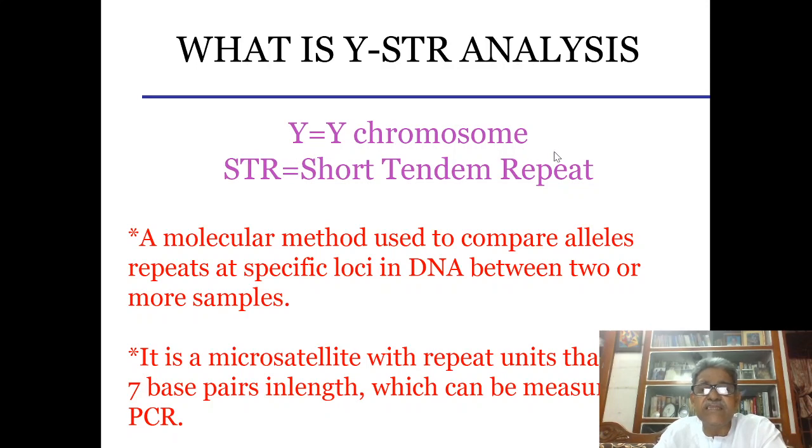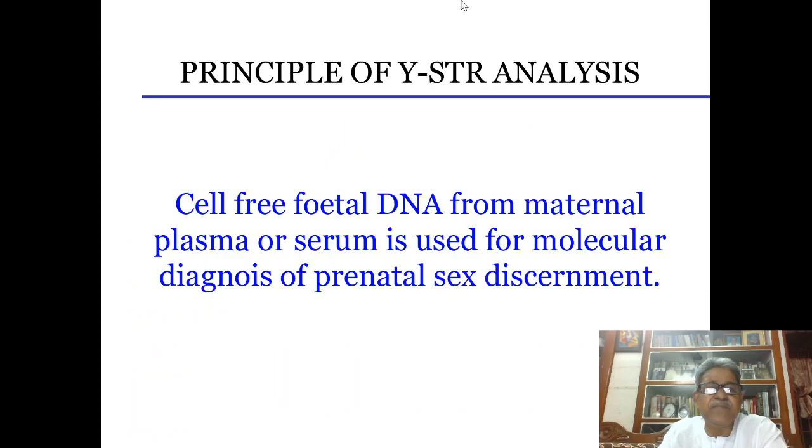Such DNA and Y chromosomal genetic sequences are analyzed by PCR, as we will come to next, where we look for the STR, short tandem repeat, meaning repetition at different loci. It is a molecular method used to compare allele repeats at specific loci in DNA between two or more samples. It is a microsatellite with repeat units of 2 to 7 base pairs in length, which can be measured by PCR or the very latest, RT-PCR.